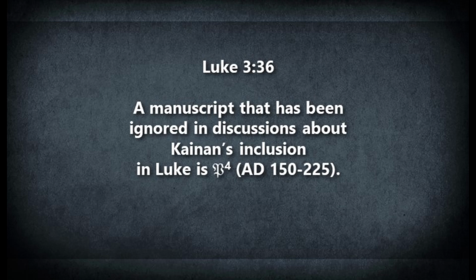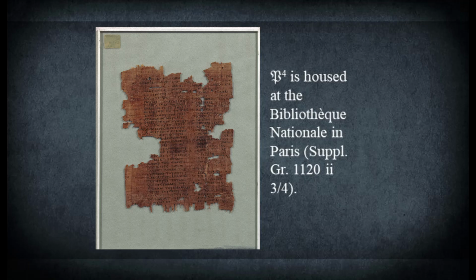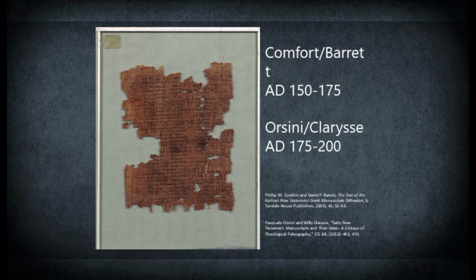Now, Papyrus 4 is documented in the raw data, but not in academic discussions of Kanan in particular. So it's just not talked about. But as I want to show you here, we're going to find evidence for Kanan. It's housed in Paris. It's supposed to be a high-resolution image, but it didn't come through very well. And here's some of the dates by a couple of different scholars that have dated it. There's disagreements in the literature. It's not by much, 75 to 100 years.